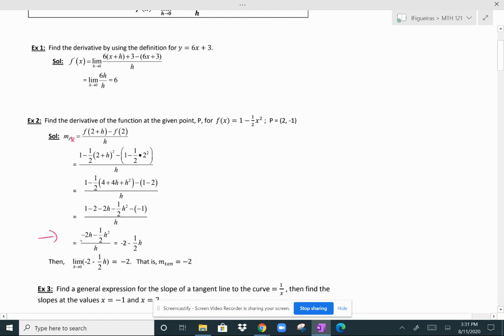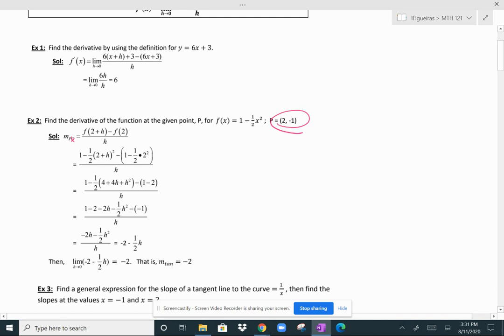And if you factor out an h from this numerator, that will cancel with the h in the denominator, and you end up with this as your general derivative at 2, -1. But as h approaches 0, that second term goes away, so your limit value at 2, -1 is just -2. And that represents the slope of the tangent line to the curve at that point.